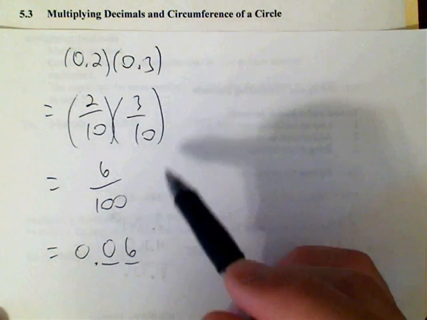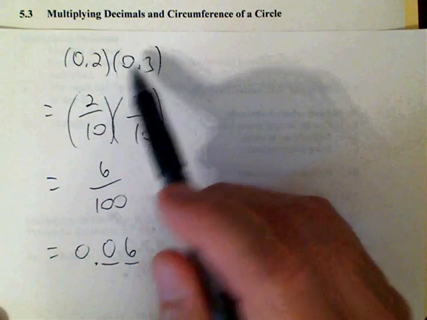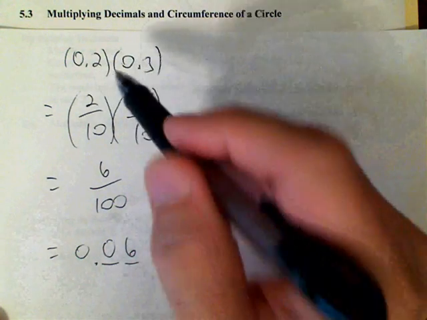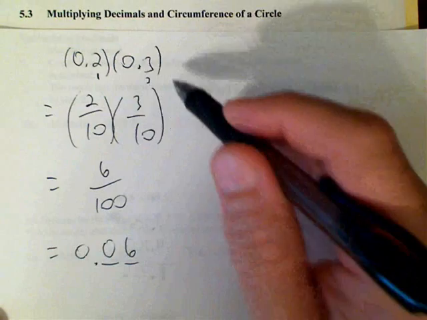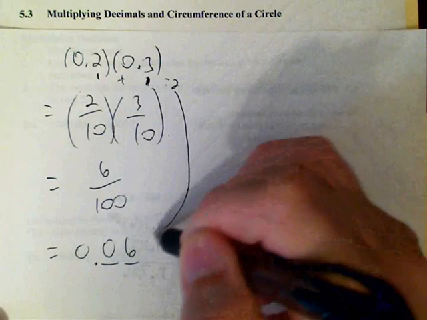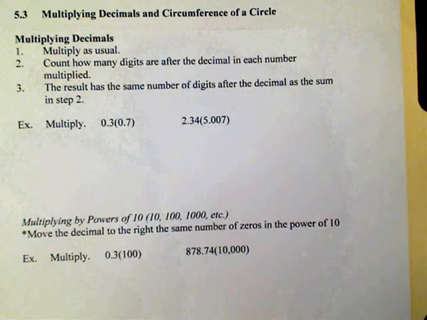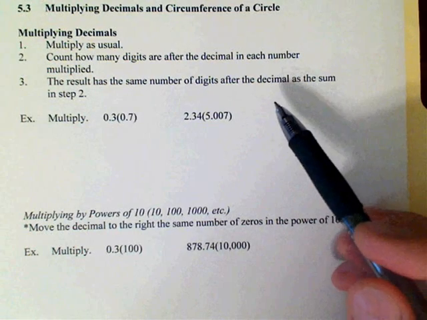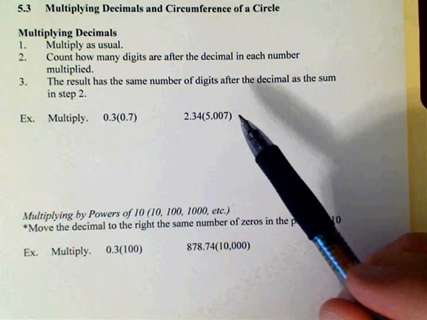What's going on is, the way most people were taught, you count the number of digits after the decimal in all the numbers. Here there's 1. Here there's a 1. Since there's one digit after the decimal for each number, that means there's got to be 2 total in the answer. 1, 2. That's the process we're going to use. We're going to multiply numbers as usual. We're going to totally ignore the decimals when we multiply, and then we're going to count. And that's how many places should be in our answer.